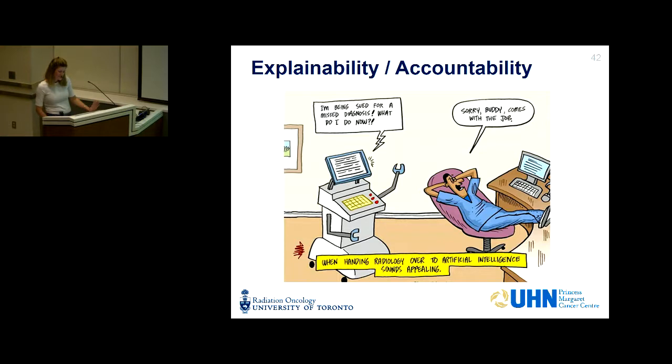It's a bit of a tongue-in-cheek comic, but it is important these days because as of right now, a machine is not a legal entity. So it can't be held to blame for a decision. It would be the human in some respect that would be.